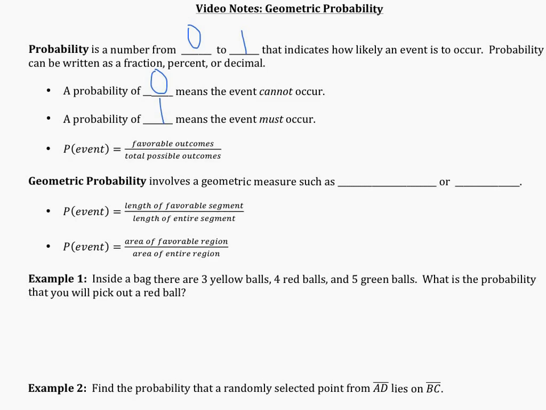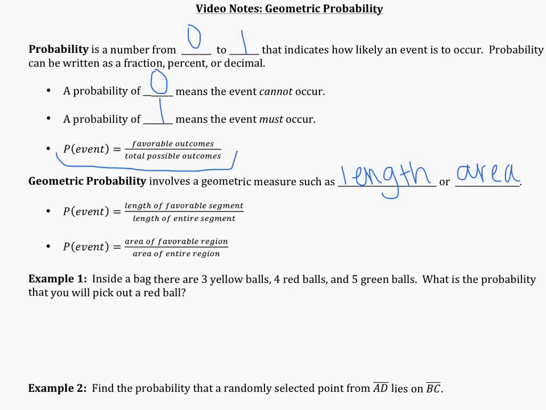All right, we write probability in this formula where the probability of an event equals the number of favorable outcomes over the total possible outcomes. Okay, next we're going to talk about geometric probability, which is a probability, same definitions as above, but it involves a geometric measure such as length or area.